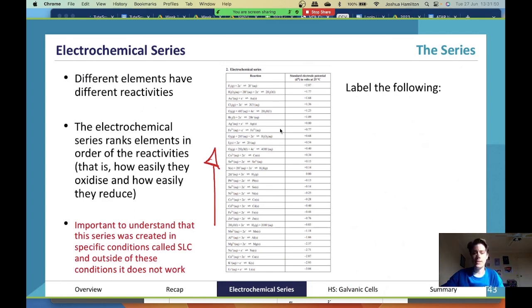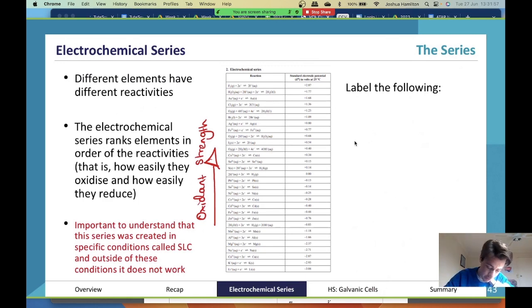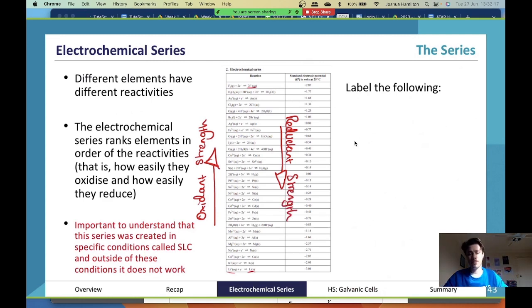So if that there is oxidant strength, which way do you think reductant strength goes? Given that these now on the other side are reductants. Well, if this down here doesn't want to go through oxidation, it's actually going to really want to go through reduction. So this is reductant strength. So oxidant strength goes up, reductant strength goes down.